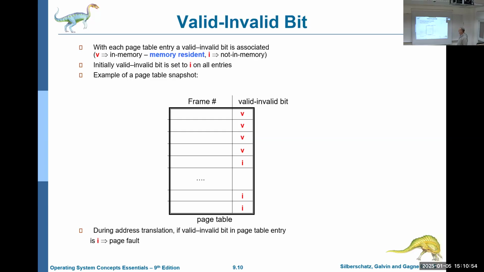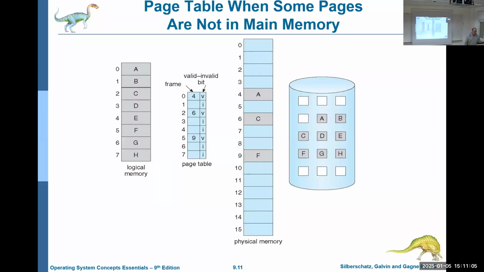During address translation, if the valid-invalid bit in the page table entry is invalid, then you have what's called a page fault. Let me explain that. Here you have an example, and here's your logical memory. We're using everything, A through H. We're calling it a page table and not a memory mapper like we had earlier.